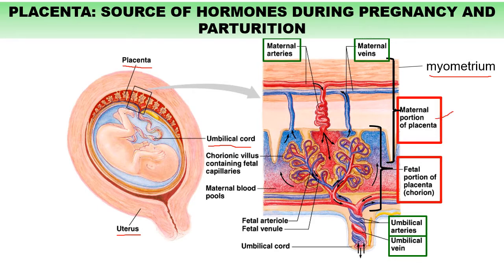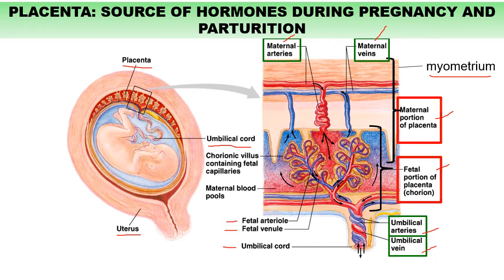Here we have the maternal portion of placenta, and here we have the fetal portion of placenta or chorion. Then here we have the maternal veins, maternal arteries, and then fetal arteriole, fetal venule, and umbilical cord. The umbilical cord contains umbilical arteries and umbilical vein.